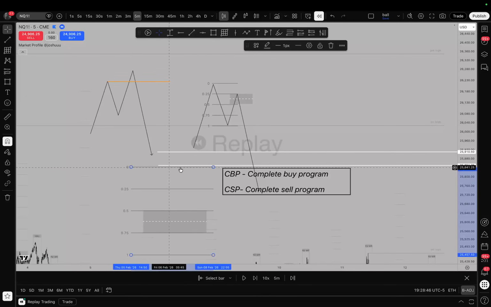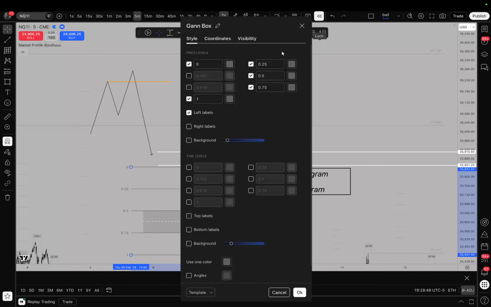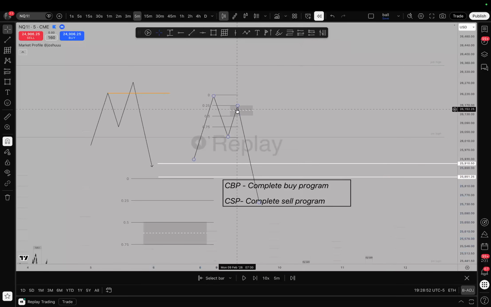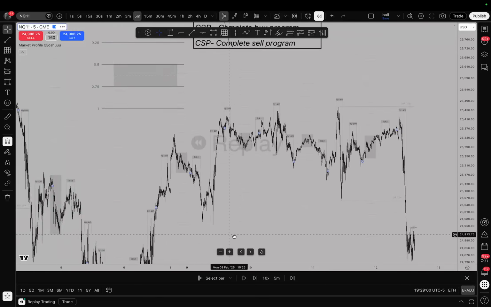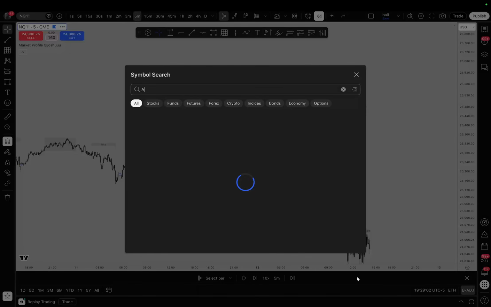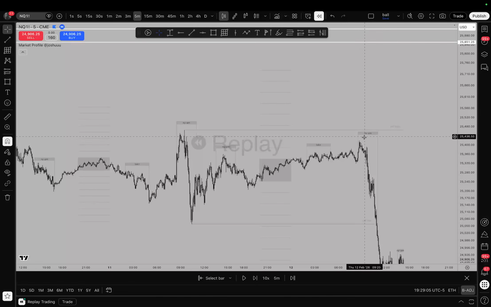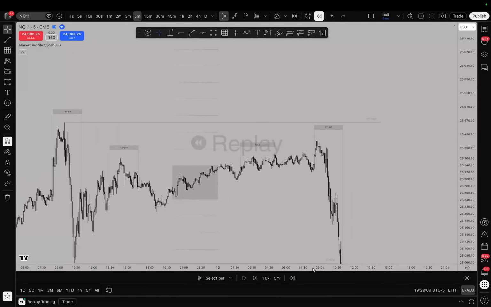Here's the settings in case you want these. And then if we break this 0.25 range, we're going to come for the 0 and then continue that. So, for example, I'll do a little bit of hindsight here. We're only really trading the AM session, right? So this is how you can use it for buys.